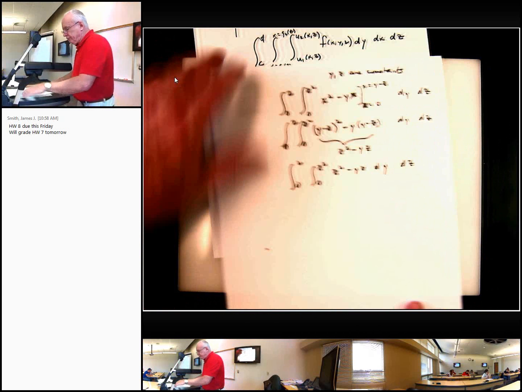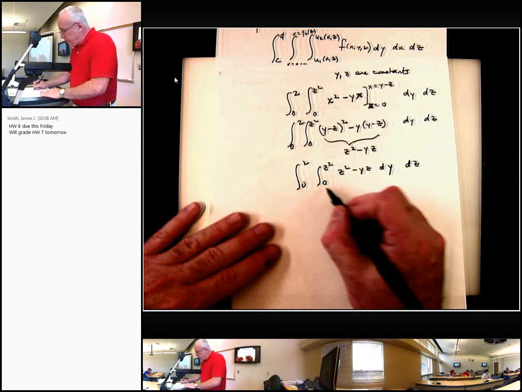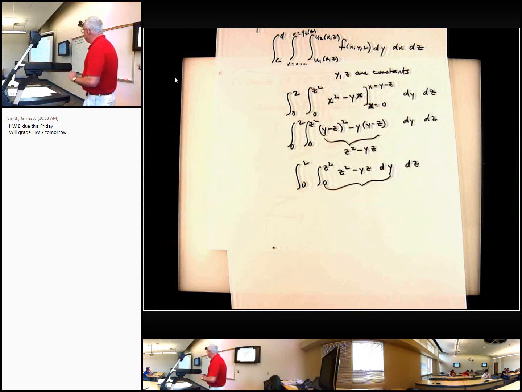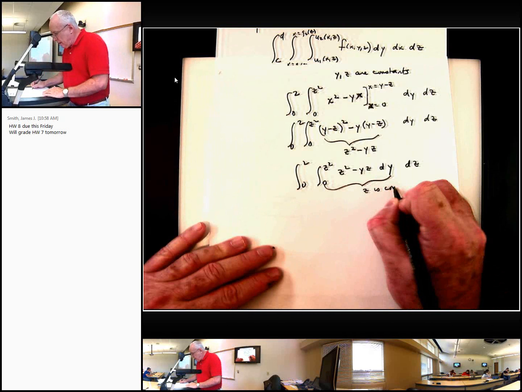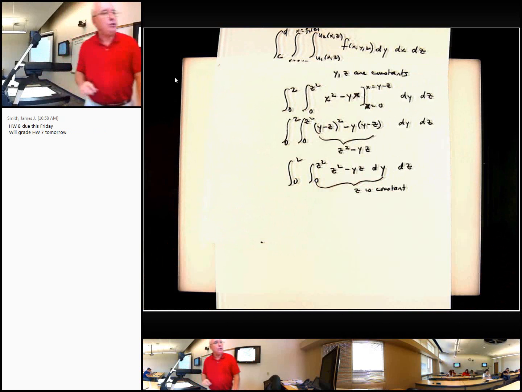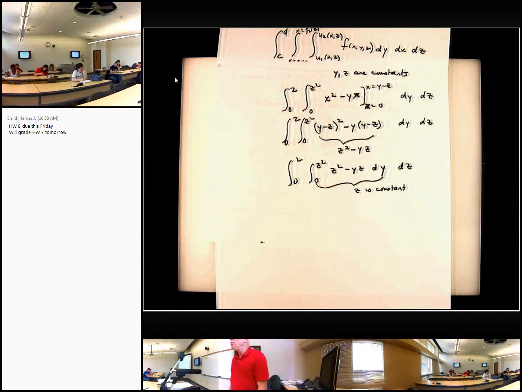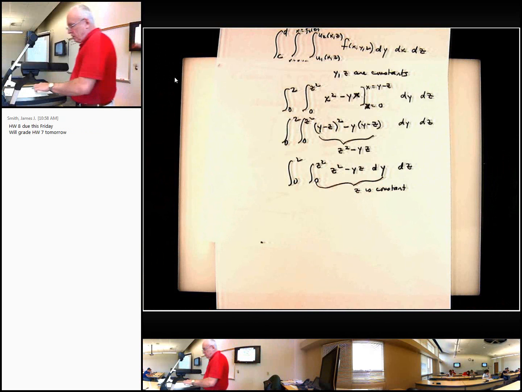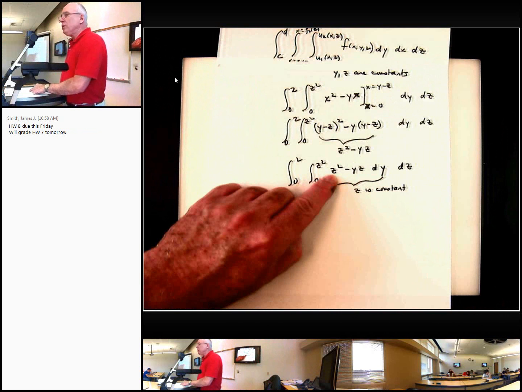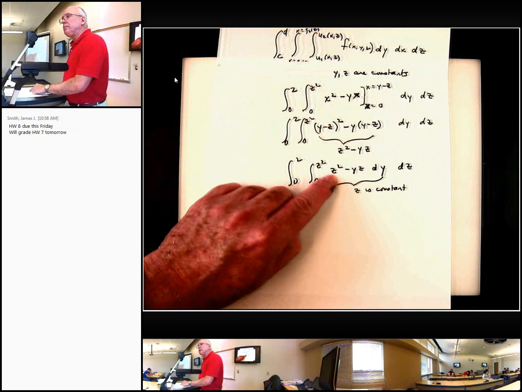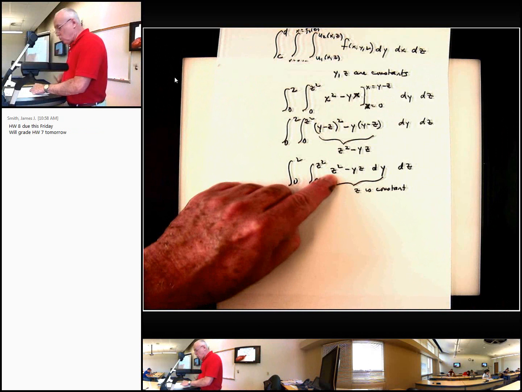Okay. So now with this one, integrating with respect to y, we're going to treat z as a constant. And it might not hurt to write that down on your paper just to remind yourself of that. All right. So the first one then, z squared, integrating with respect to y, is going to be just z squared times y.